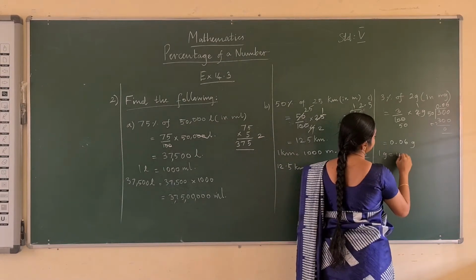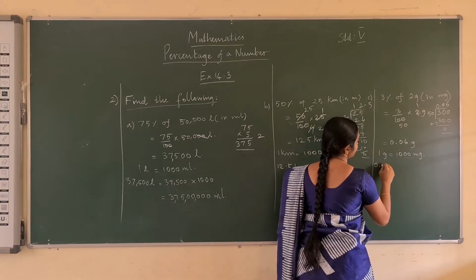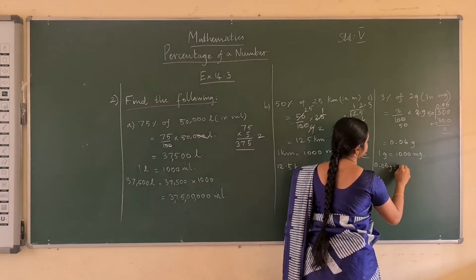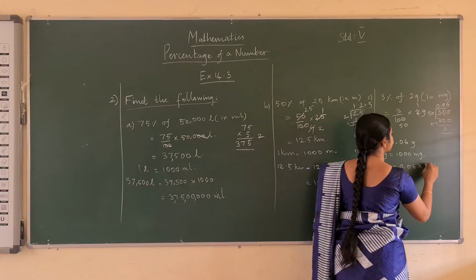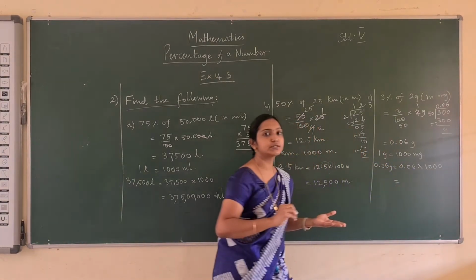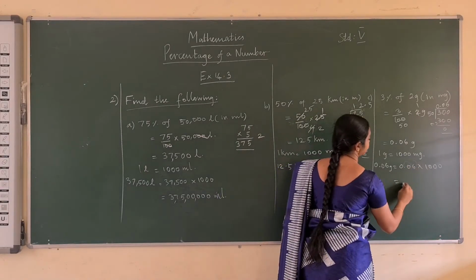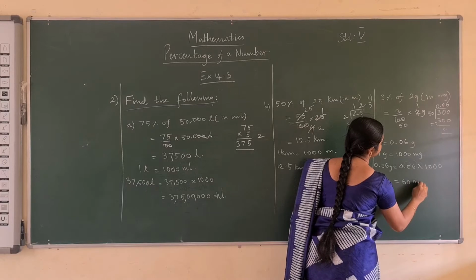1 gram equal to 1000 milligram. Then 0.06 gram equal to 0.06 into 1000. Now move the decimal point 3 places to the right. 1, 2 and 3. So the number will be 60 milligram.